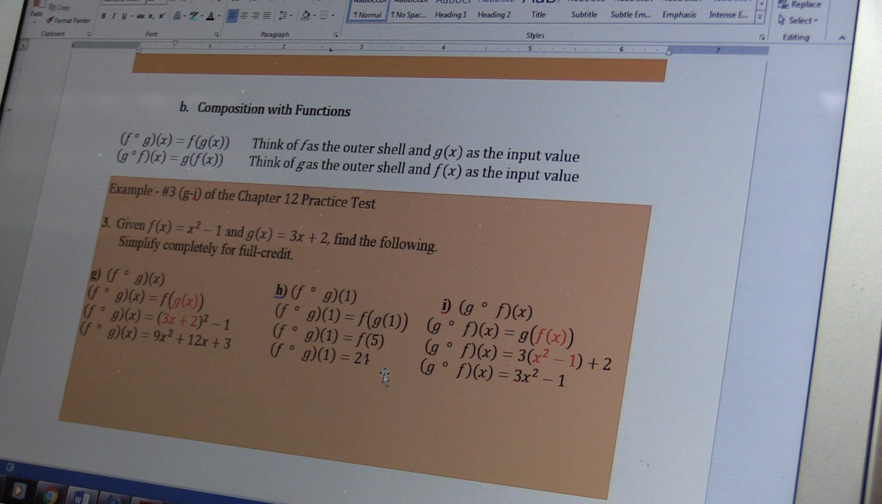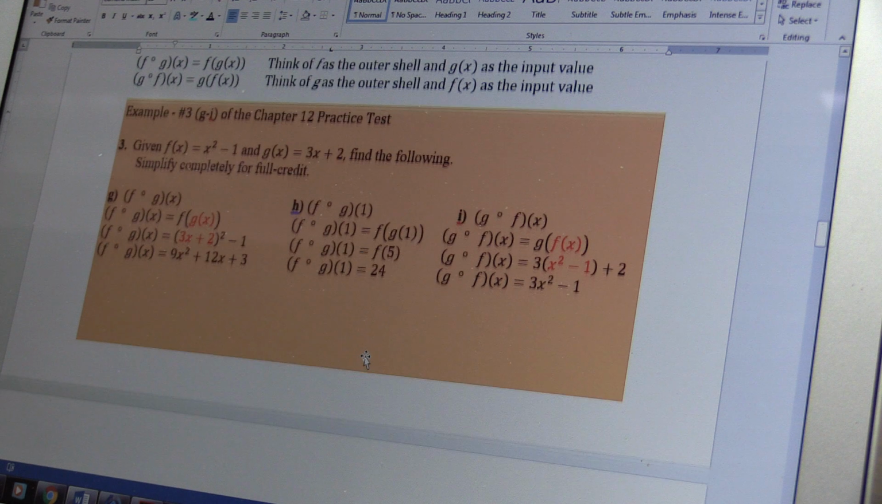I won't ask you for domain or range, but if you're listening and you want to know how to find the domain of a composed function, the domain of say f comp g of x would be the intersection of the domain of g of x with the overall answer. So you can't plug in anything that wouldn't work anyways with g of x, and then the intersection of the overall answer. But I'm not going to ask you for the domain of the composition functions.